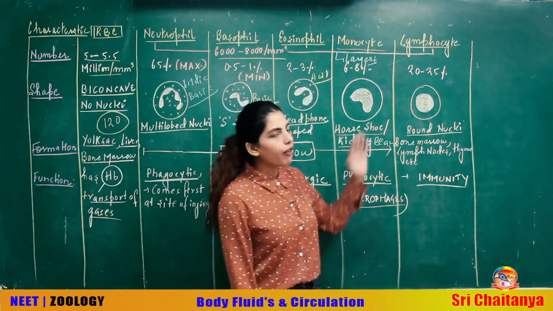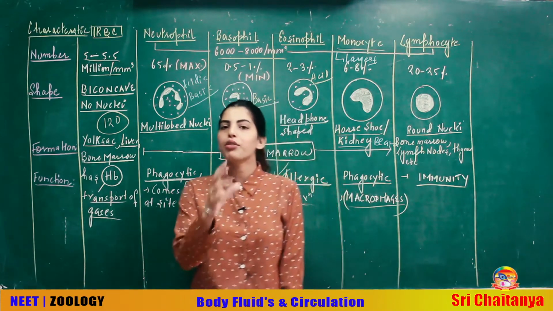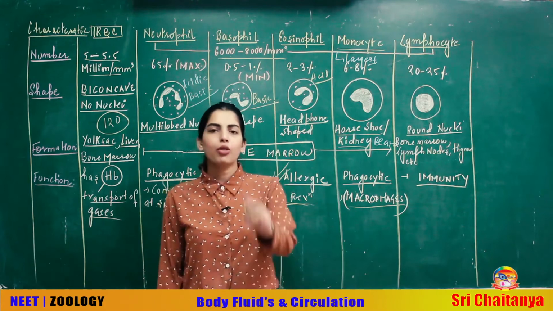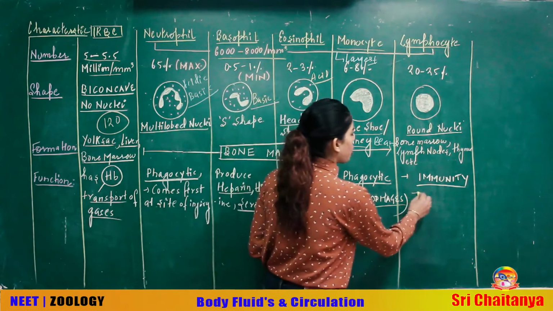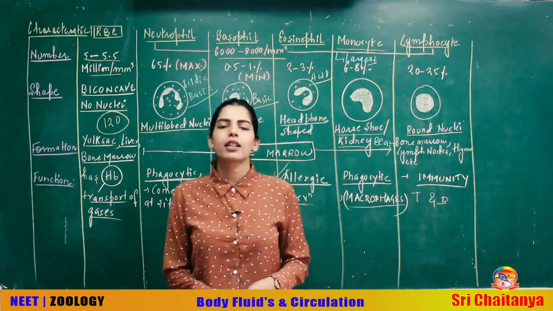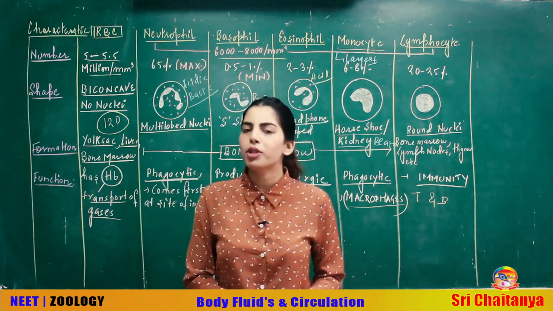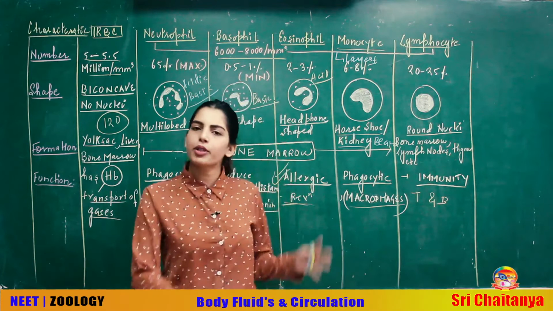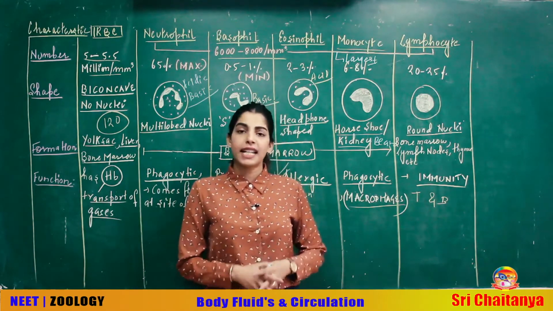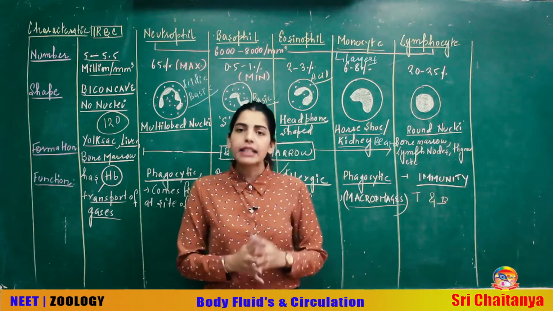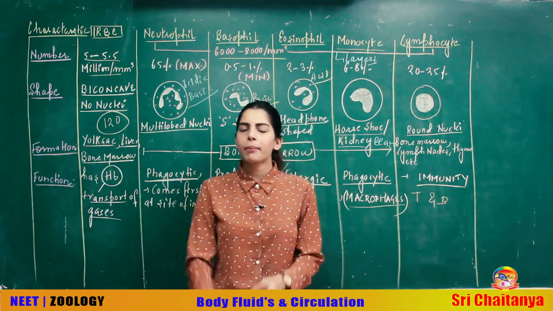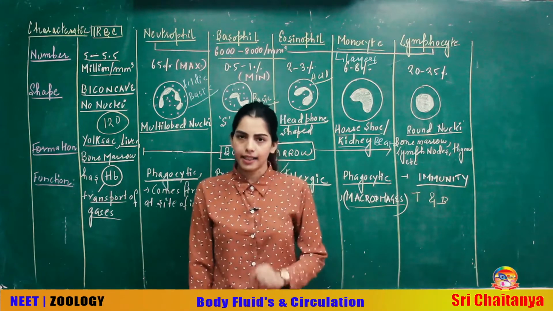The functions of lymphocytes, students: you must have studied in human health and diseases that you have got two types of lymphocytes. One is T and the other is B. Both lymphocytes are associated with some types of immunity, the cell-mediated immunity and the humoral immunity. So the overall function of the lymphocyte is to provide you with immunity. So that's the comparison. You're going to remember the data at least as it is.